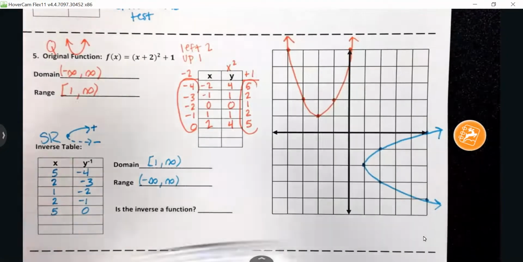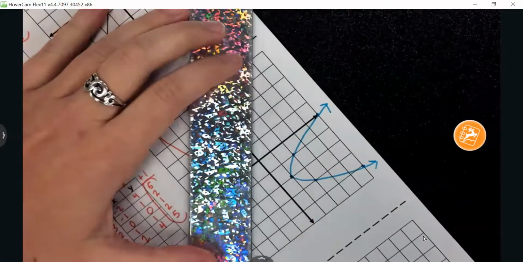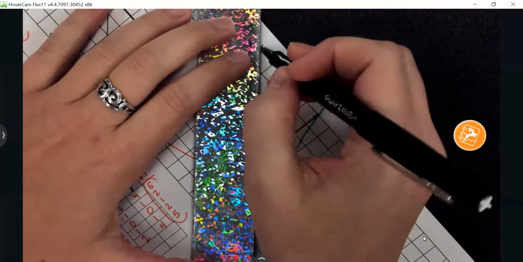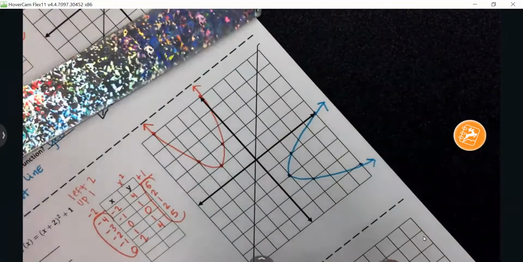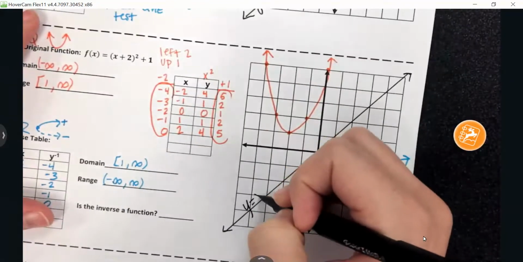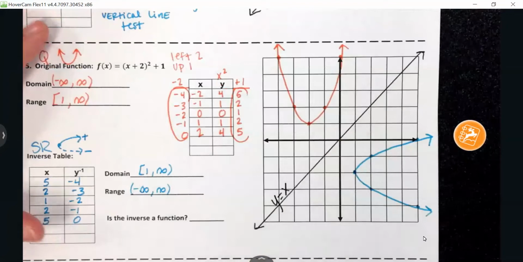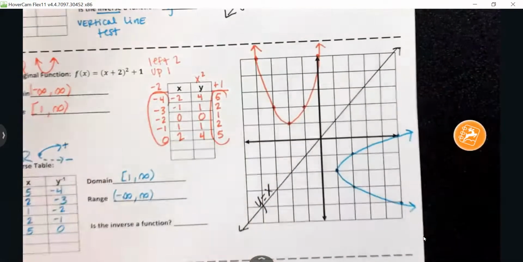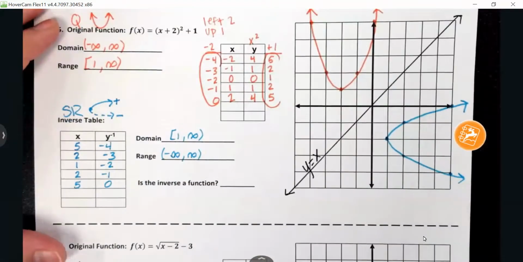Don't forget 2 important things. You need that diagonal line drawn, because it's supposed to flip over. Y equals X. It has to flip over that line. If it doesn't, ooh, Nelly, we messed up somewhere.